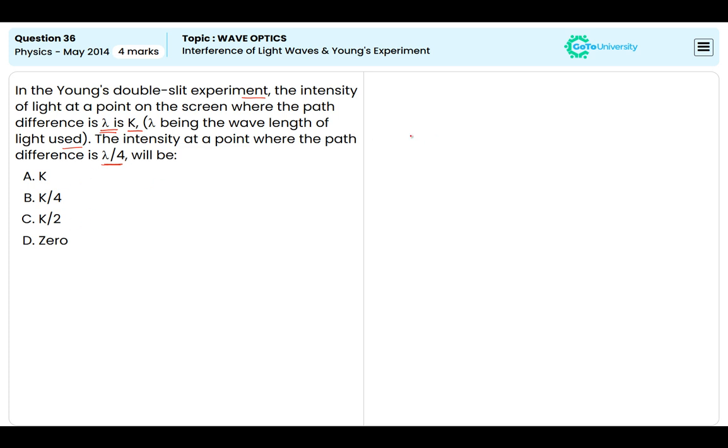We know that the intensity at any point on the screen is given by I is equal to 4 times I naught into cos square phi divided by 2, where I naught is the intensity of either wave and phi is the phase difference between the waves. Then the phase difference phi can be written as 2 pi divided by lambda into the path difference.